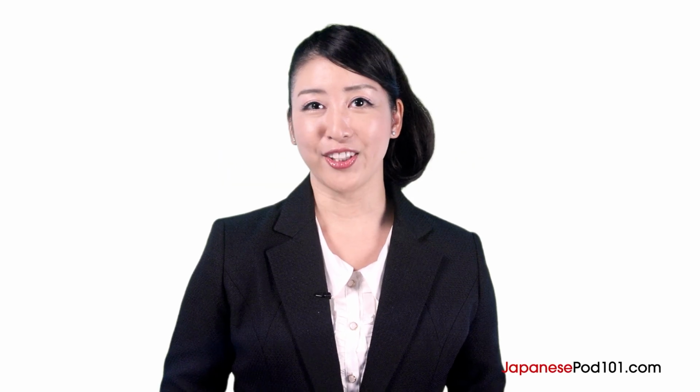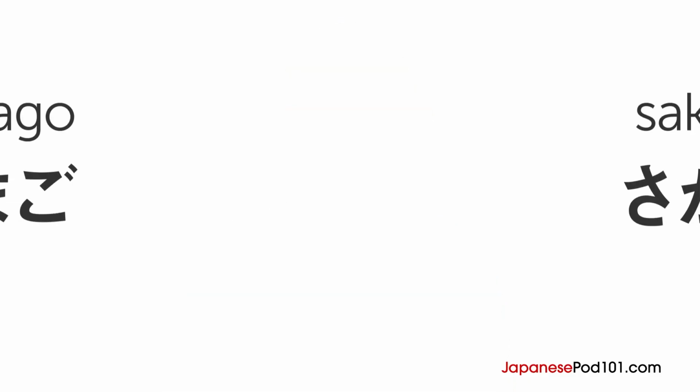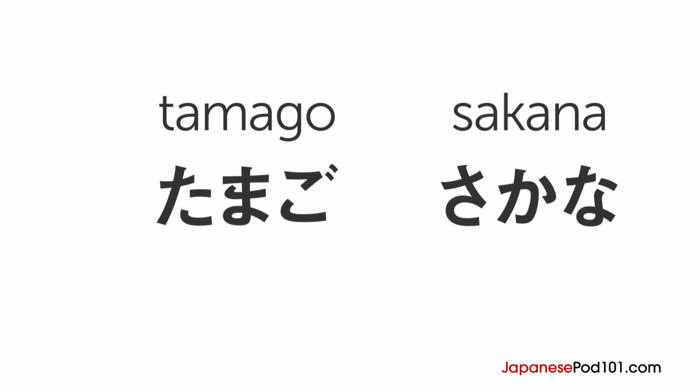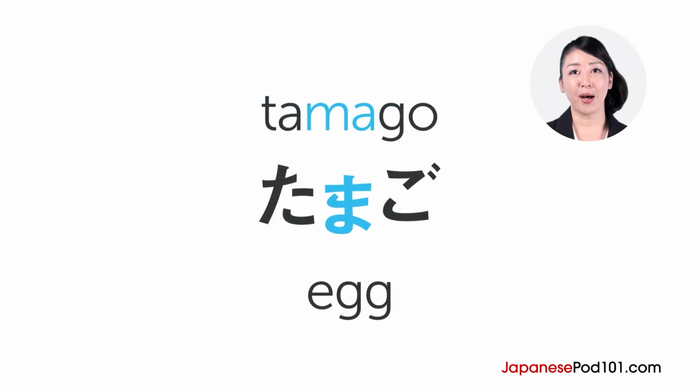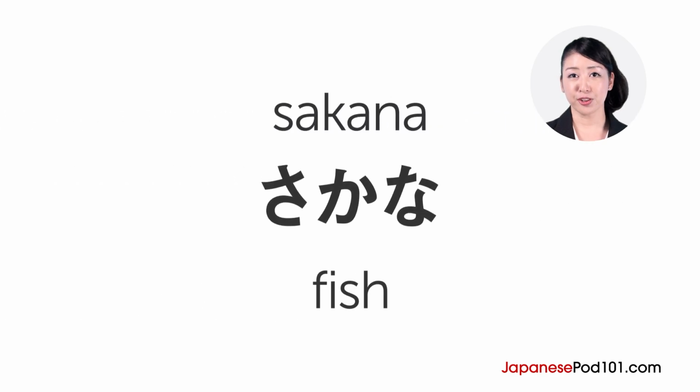In this lesson, you're going to learn the basics of pitch accent in Japanese. Let's listen to these words. Tamago, egg. Tamago, tamago. Sakana, fish. Sakana, sakana.